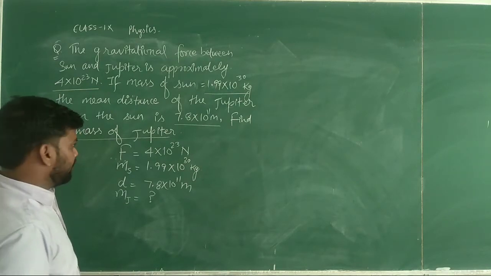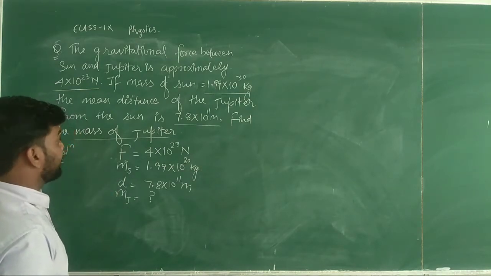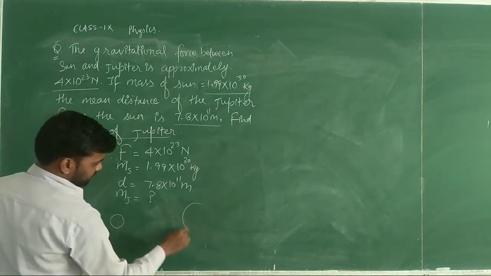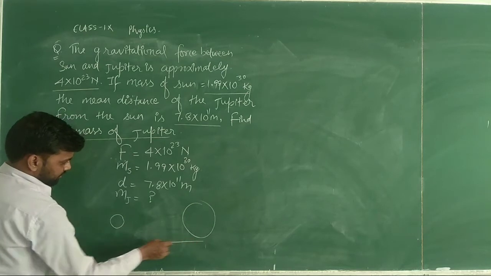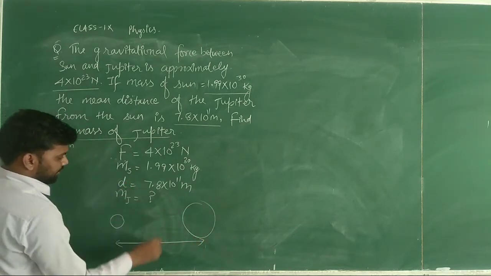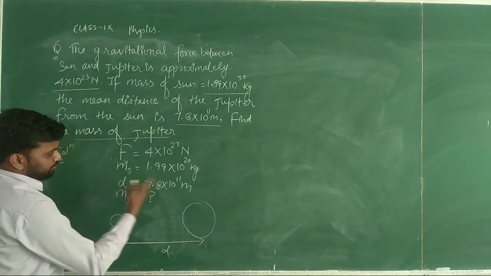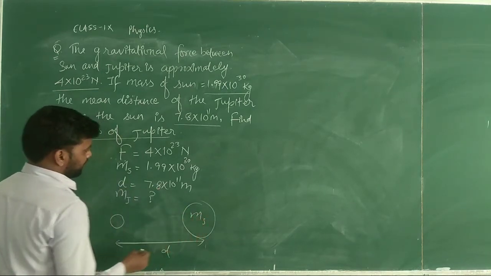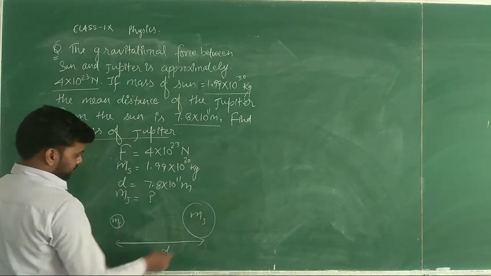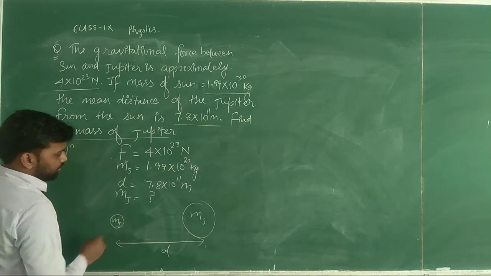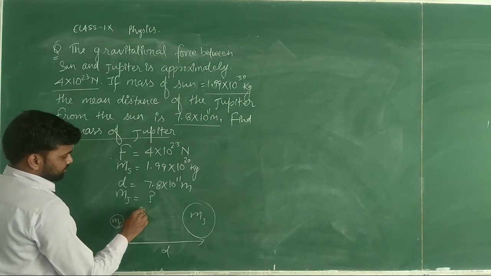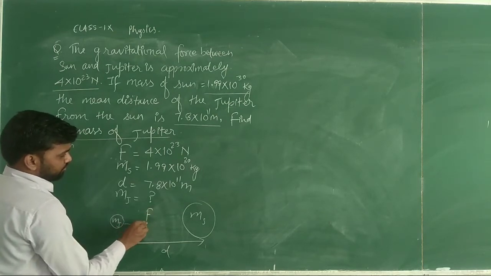Okay, so again, first of all, we need to draw the diagram of this particular question. Suppose it is Jupiter and it is the sun. The distance between both of these is given, that is d, and the mass of the sun is ms and the mass of Jupiter is mj. But the value of ms is given, while the value of mj is not given. The force F between both of these is also given.